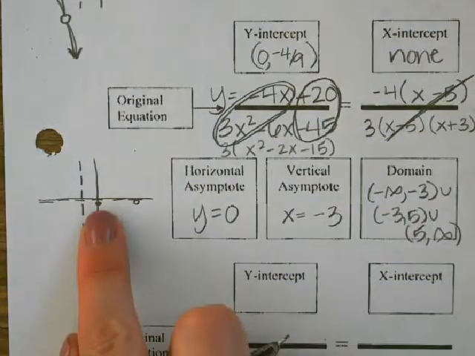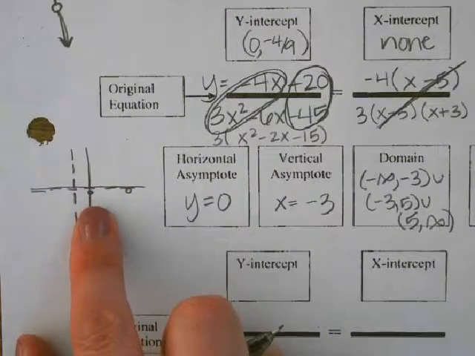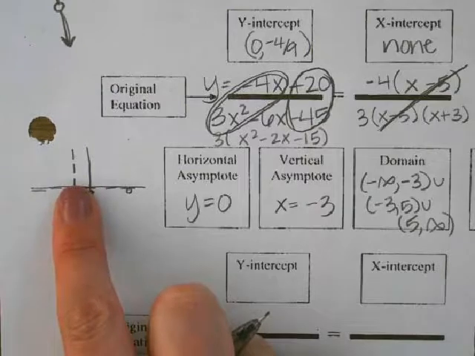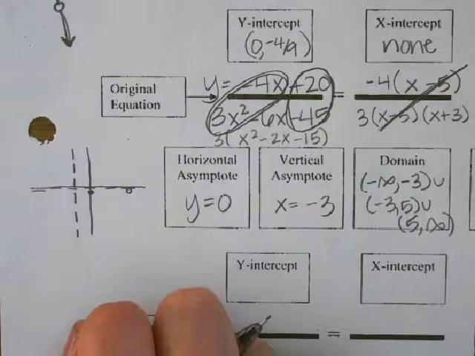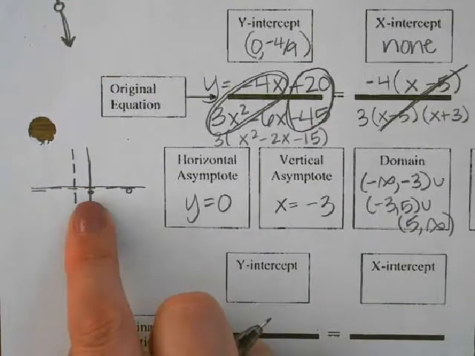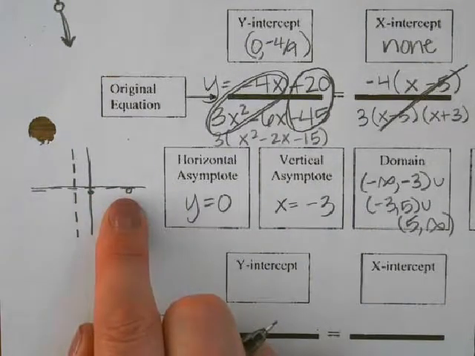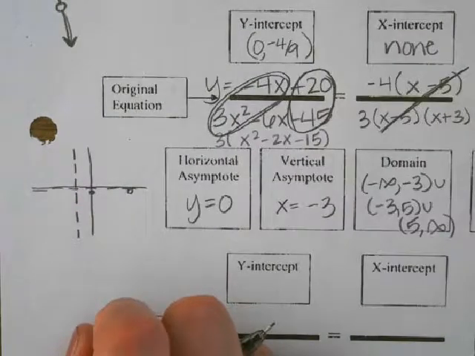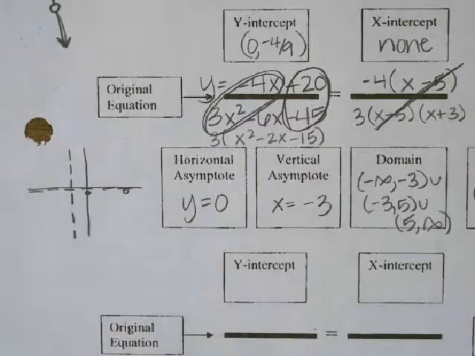So on this one, I went ahead and I drew each of the asymptotes. I have a vertical asymptote at -3, and I have a horizontal asymptote at 0. And then I drew the y-intercept at 0, -4/9, and the hole at 5, -1/6. So I can at least tell where one of the curves is.